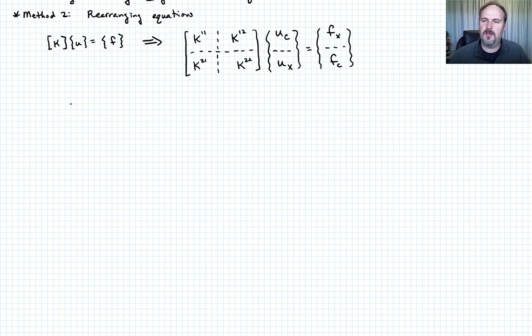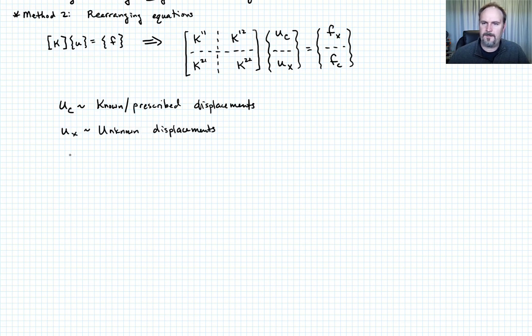So let me define, these will come out, you'll see, I don't have to define those specifically, they'll be dependent on the nature of the boundary conditions, but in particular, UC is going to be our known or prescribed displacements. Okay, UX is going to be our unknown displacements. Okay, FC is going to be our known or prescribed forces. And FX, as you might expect now, is going to be our unknown forces.